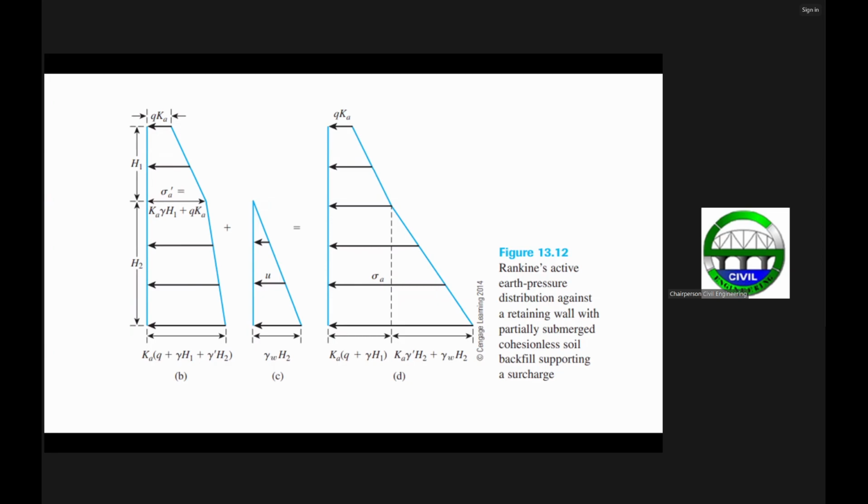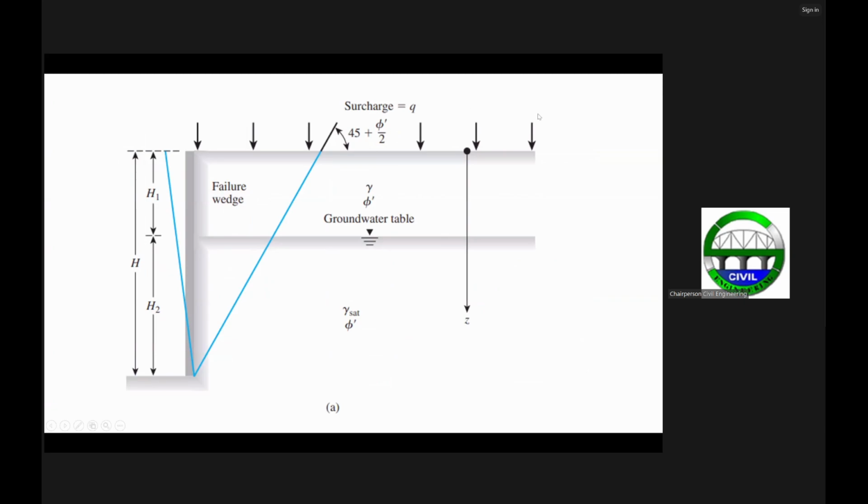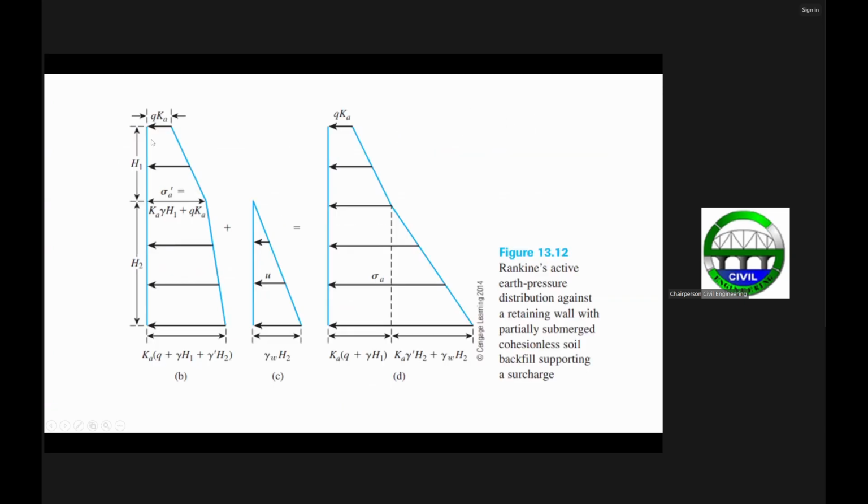So I think what he did here is okay. Initially, you have the pressure here at depth zero is not zero, no? Because you have a surcharge. So that means at the surface the pressure is equal to the surcharge times the active earth pressure coefficient. No, that's this one here at the surface.